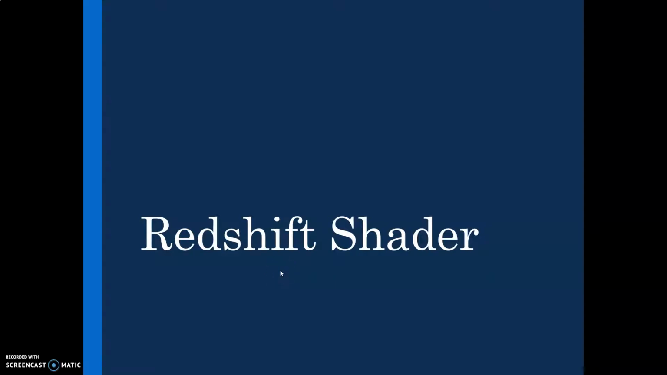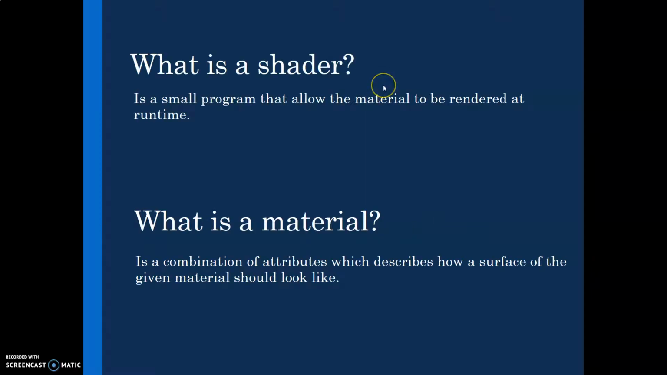Okay, so in this video, I'm going to cover more on Redshift material and shader. A shader is basically a small program that allows a material to be rendered at runtime, whereas a material is just a combination of attributes that describe how the surface is supposed to look. For example, wood material, or maybe metal material, and so on.